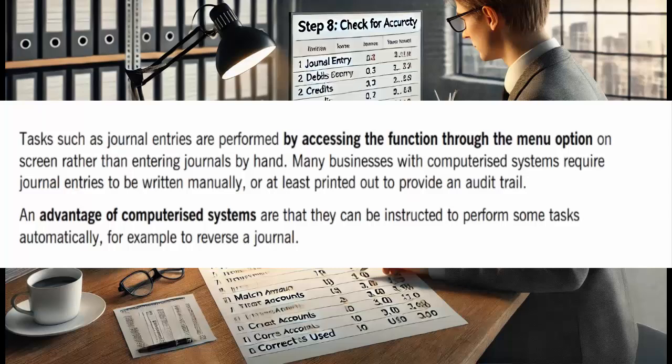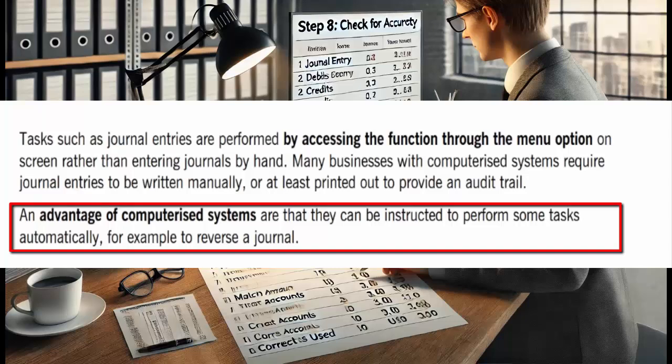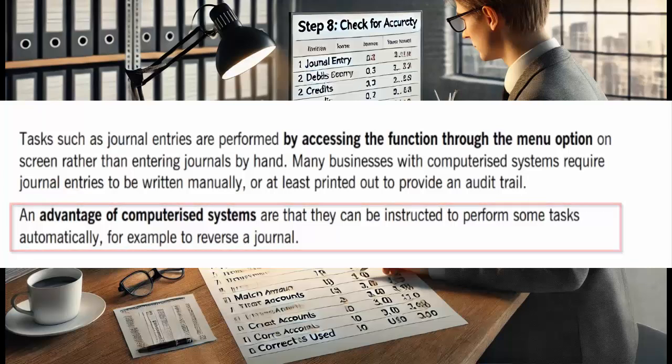Final benefits. What else can computers do? Let's end with one big benefit. Computerized systems can be told to do things automatically. For example, want to reverse a journal? The system can do it for you. Want to repeat a transaction every month? The system can schedule it. Need totals updated the moment you enter data? The system does it instantly. This is the power of automation. It saves time. It reduces mistakes. It helps businesses grow without hiring more people.